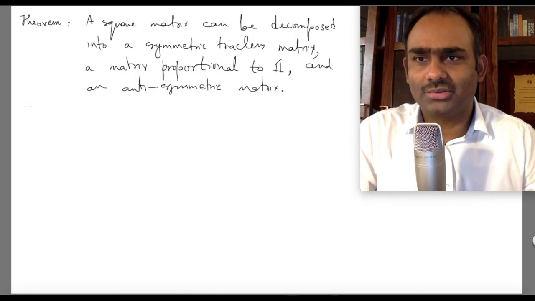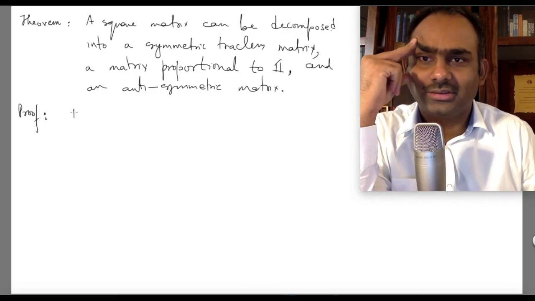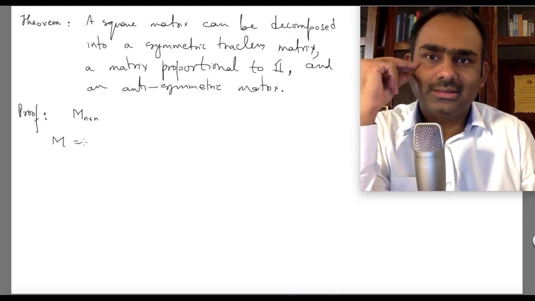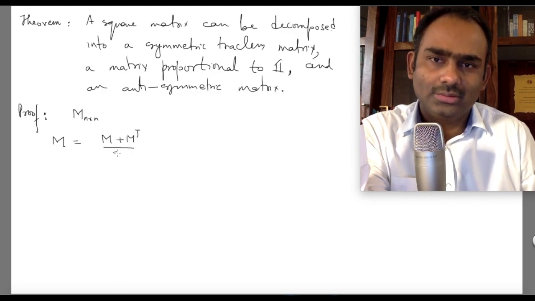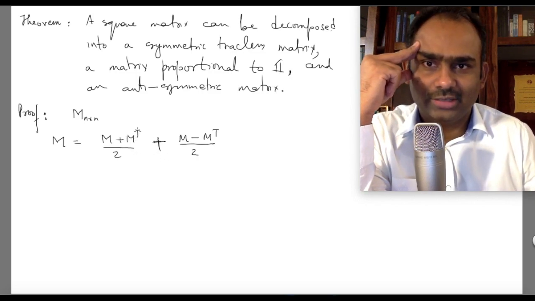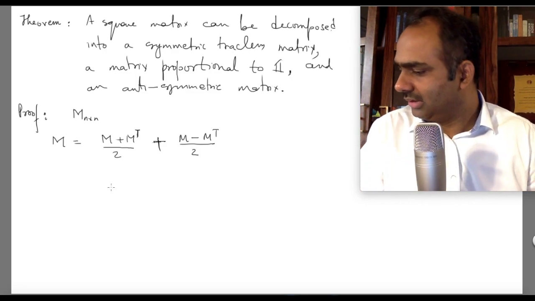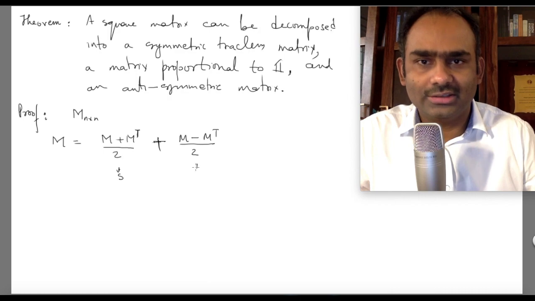Okay, the proof is almost trivial. So let's say you have M, which is an n cross n matrix. So I can write down M as M plus M transpose over 2 plus M minus M transpose over 2. Okay, so let's check whether it's fine. It's fine. So M transpose gets cancelled by M transpose here, and you have M over 2, M over 2, and they make M. So this is fine. Okay, this is your symmetric part, and this is your antisymmetric part.